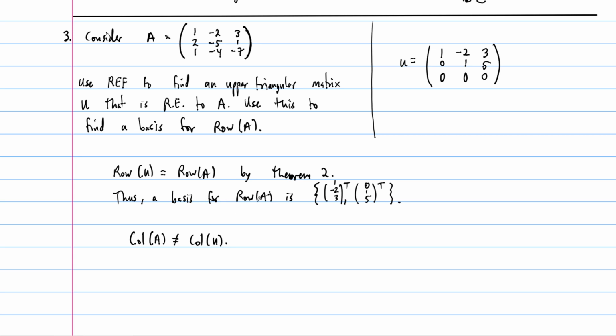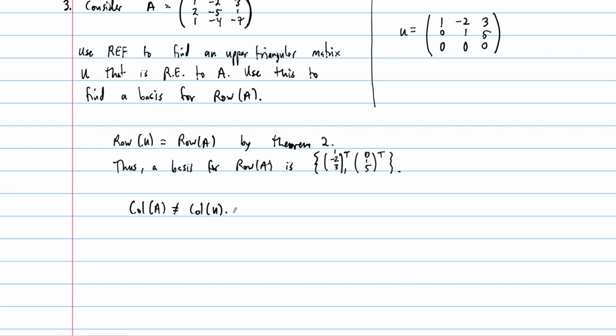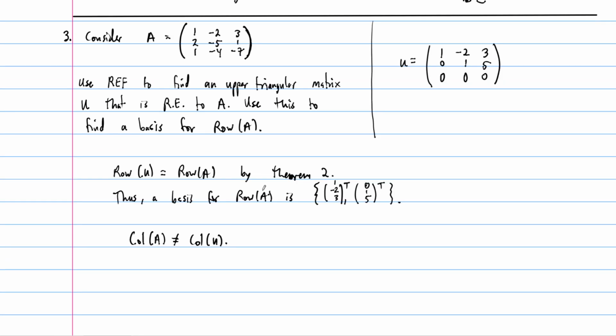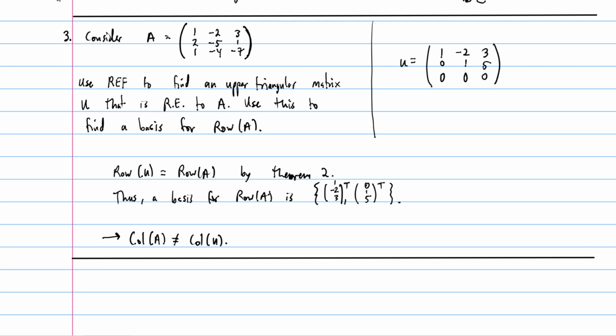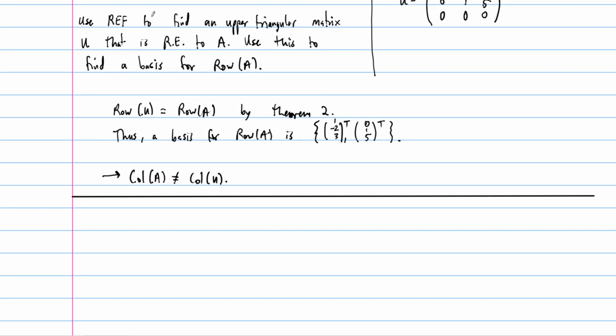All right, so we're going to talk about this again in the future, but we'll come back to this idea in a minute. The column space of A is not the same as the column space of U, and you can see that just by comparing, right? So we'll leave it there, and then we'll come back to this idea in a few minutes and talk about what we can actually do there to find our column space.